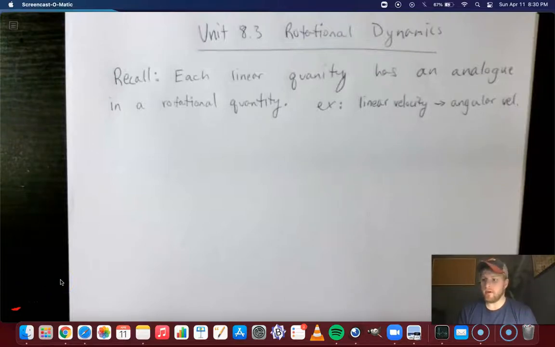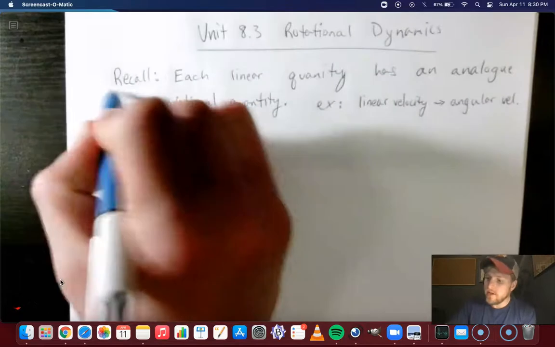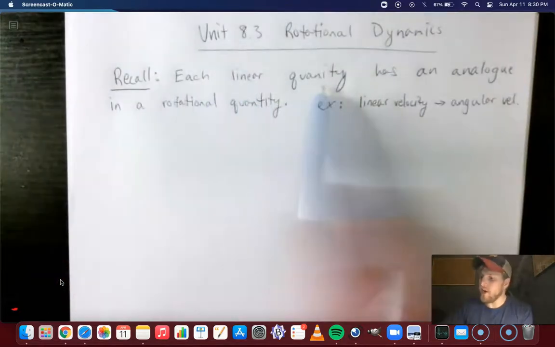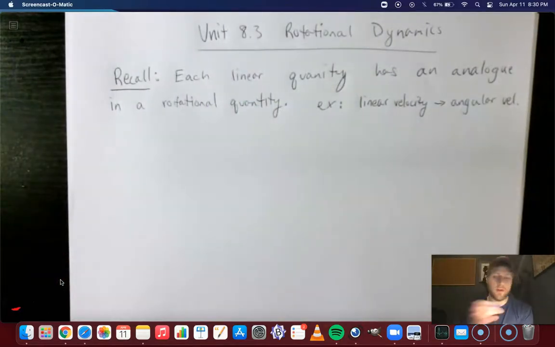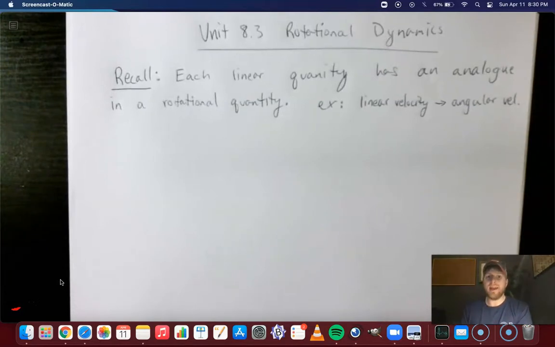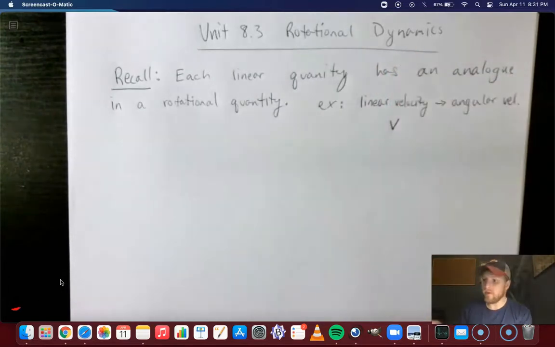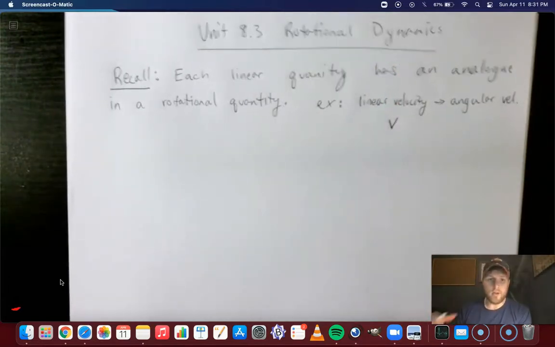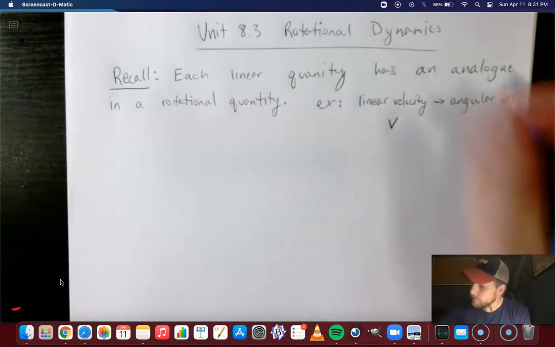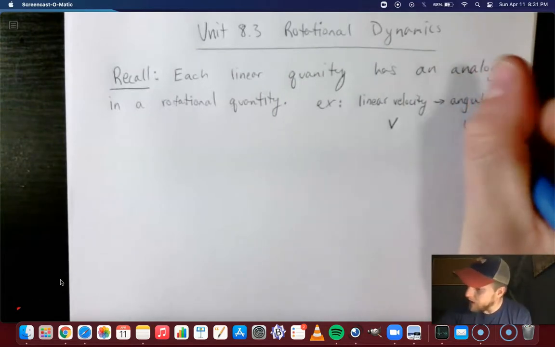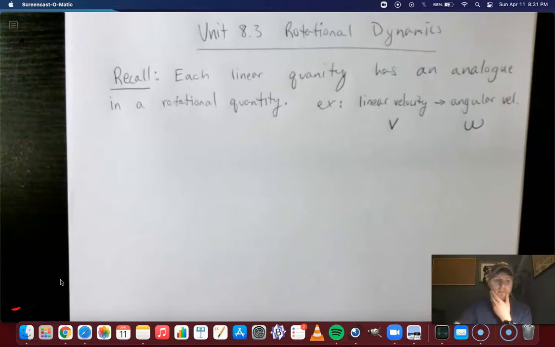What's up, scholars? Today we're going to be introducing some concepts in rotational dynamics, namely rotational inertia. Before we jump into that, I want to remind you that each linear quantity we talked about so far, especially earlier on in the semester, has an analog to a rotational quantity. For example, linear velocity, which we typically use the letter v for, its angular analog is angular velocity. Remember, we used the symbol omega for that.